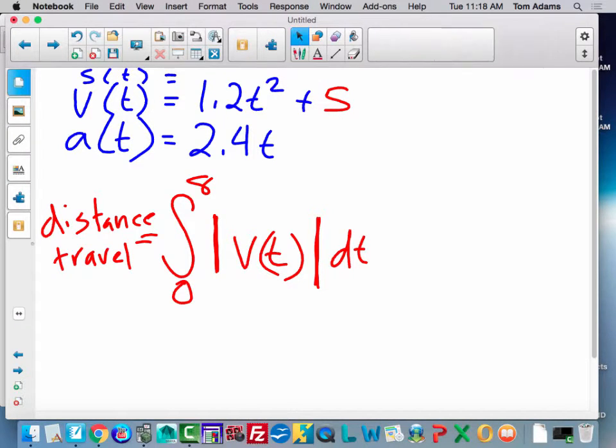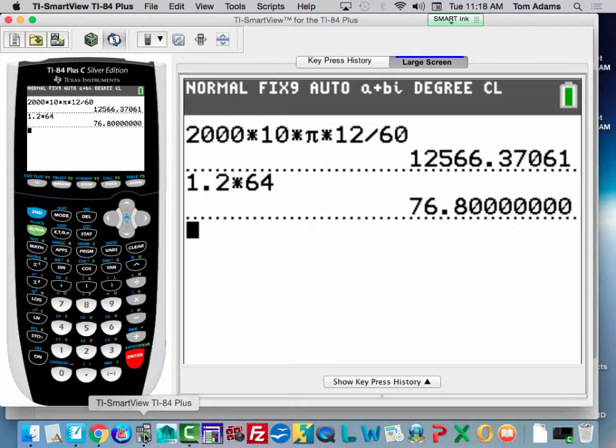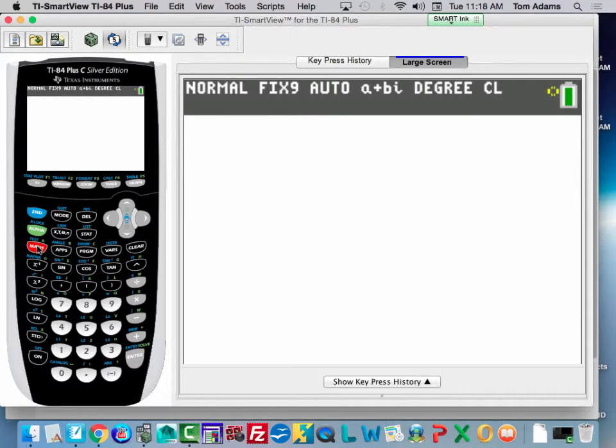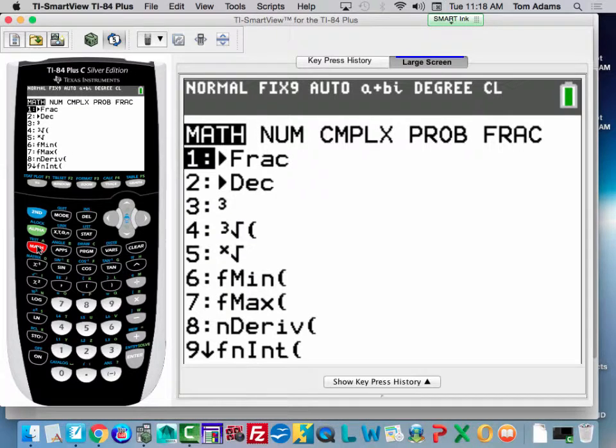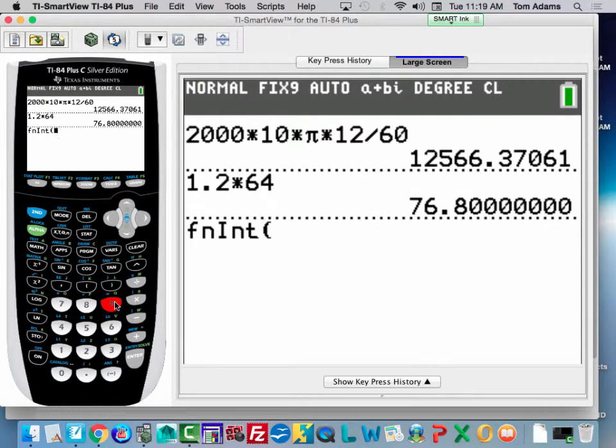Yep, we're going to do it a little different on the calculator this time though. Ready? What I'm going to do this time is go to math, and just use the function integral thing. I alternate because I want you guys to see what it looks like graphically, and then I want you to see what it looks like when sometimes you don't want to see the graph. Okay? So we're going to choose option number 9.